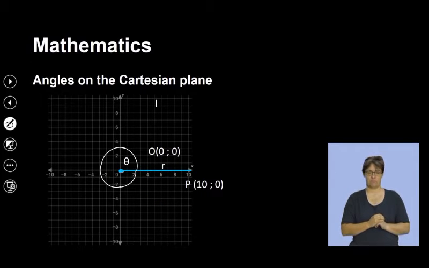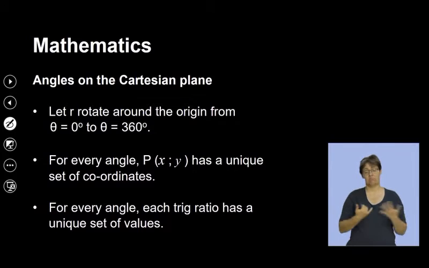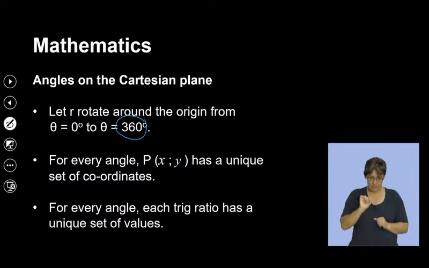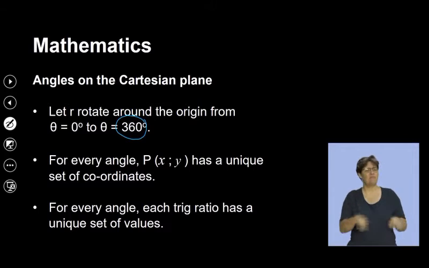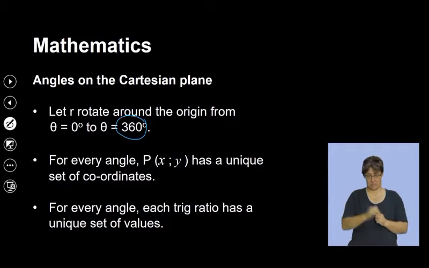Now, we call this a revolution, because remember, 360 degrees is normally called a revolution when we try to label our angles. Now, if you rotate r around the origin from 0 degrees to 360 degrees, for every angle, P has a unique set of coordinates, which you will surely understand. You saw with the previous example that at times it is the same values but with different signs, meaning it is actually unique coordinates. For every angle, each trig ratio has a unique set of values as well.